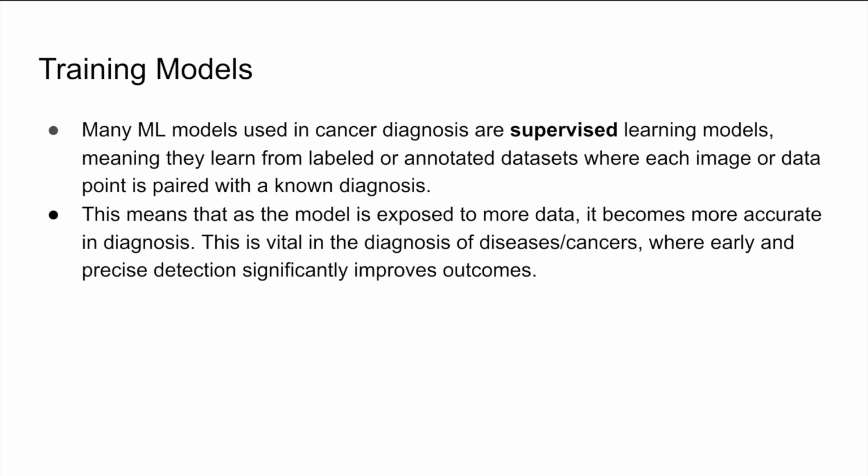Machine learning models used in cancer diagnosis are supervised learning models, meaning they learn from labeled or annotated datasets, where each image is paired with a known diagnosis. This means that as the model is exposed to more data, it becomes more and more accurate. This is vital in the diagnosis of diseases or cancers, where early and precise detection could significantly improve outcomes.